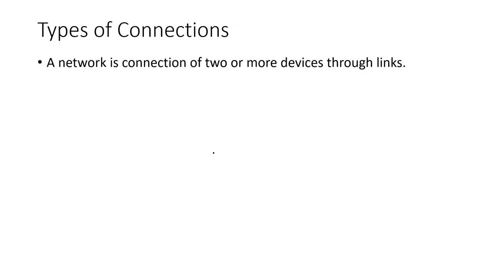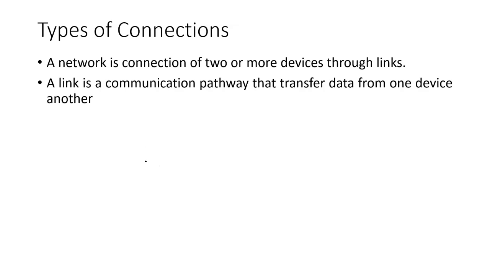Hello friends, in this video lecture, we will see types of connections used in data communication and network. We know that a network is a connection of two or more devices which are connected through links. And a link is a communication pathway that transfers data from one device to another device, that is, between the sender and the receiver.